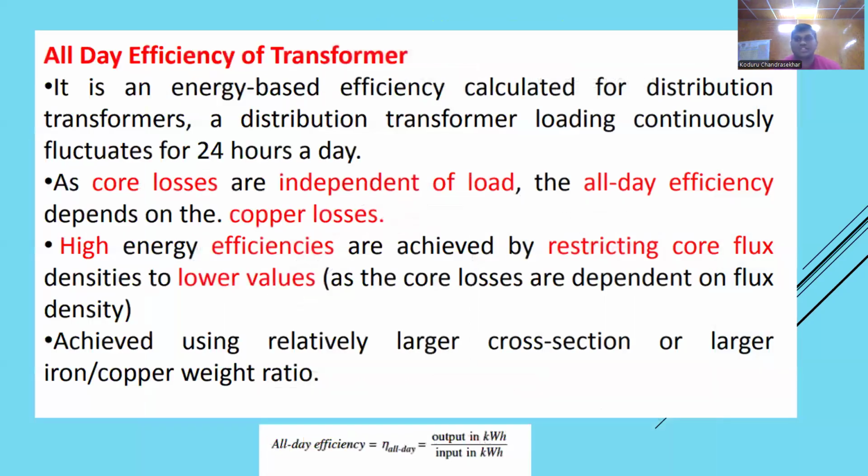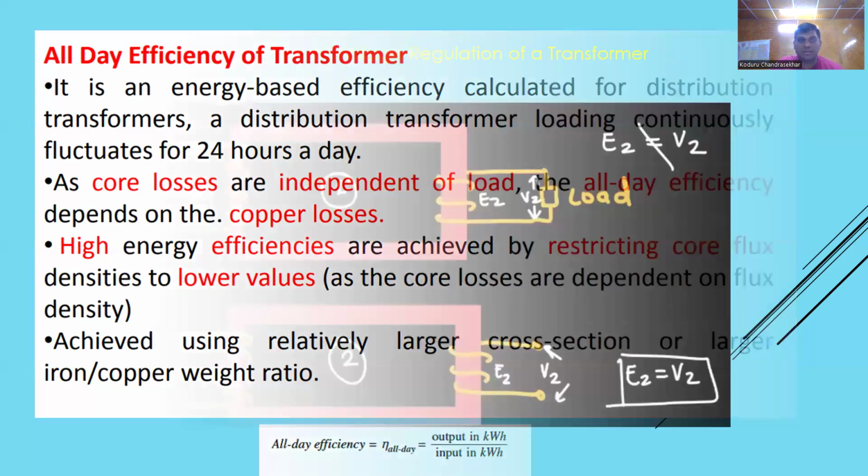So coming to the all-day efficiency of a transformer, it is an energy-based efficiency calculated for distribution transformers. A distribution transformer loading continuously fluctuates for 24 hours a day. As core losses are independent of load, the all-day efficiency depends on the copper losses. High energy efficiencies are achieved by restricting core flux densities to lower values, as the core losses are dependent on flux density, achieved using a relatively larger cross-section or larger iron to copper weight ratio. All-day efficiency, eta all day, is equal to output in kilowatt hour divided by input in kilowatt hour.